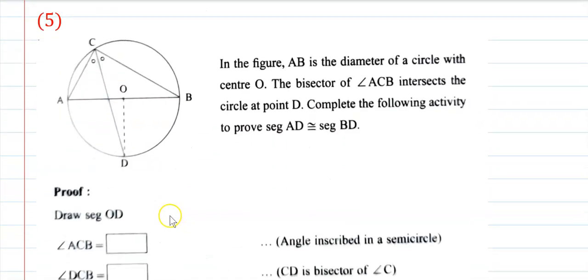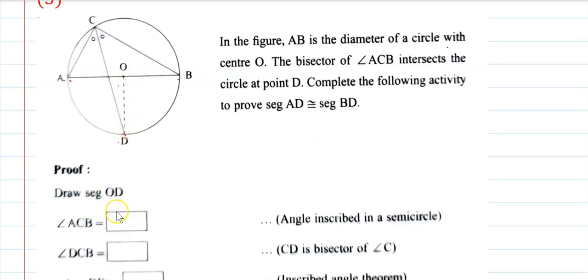Now the next activity. In the figure, AB is the diameter of a circle. O is the center. The bisector of angle ACB intersects the circle at point D. Complete the activity to prove that the length of segment AD and BD are congruent. Segment AD is congruent to segment BD. First, draw the segment OD. Okay, this is the segment OD.